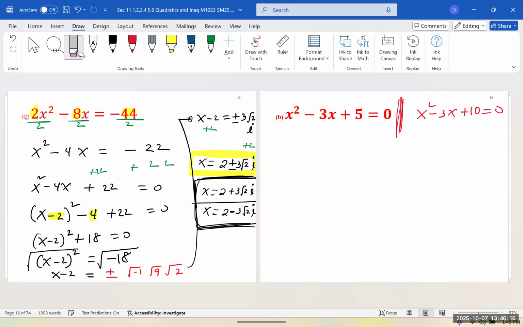What is square root of 9? 3. And 2, we have no idea, so keep our radical 2. But square root of negative 1 is i. So i, 3, square root of 2.